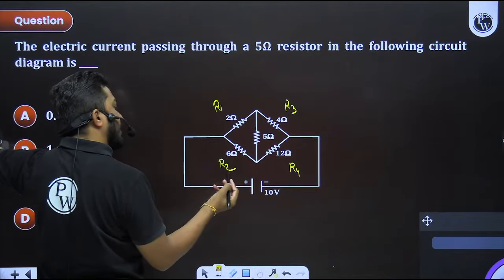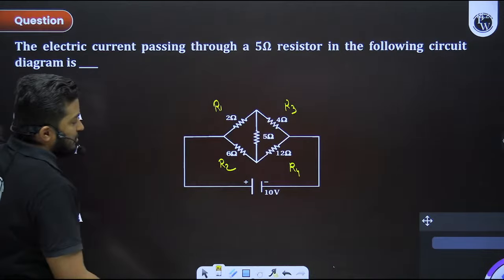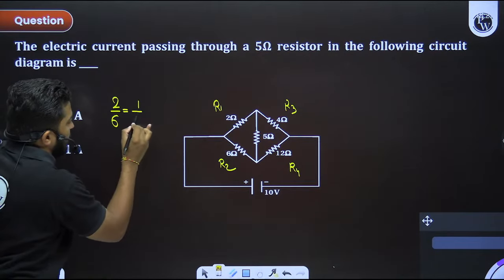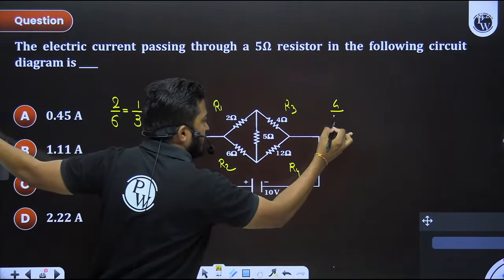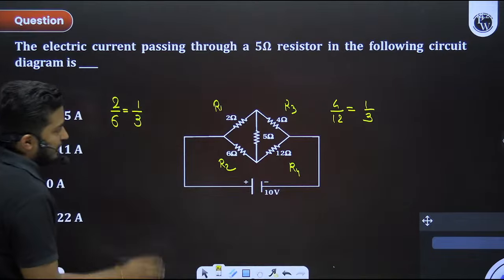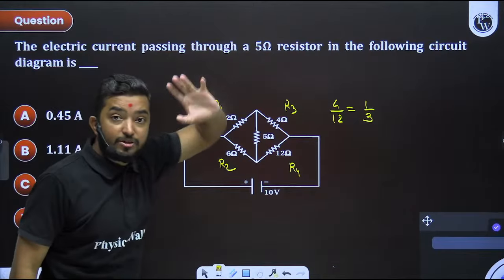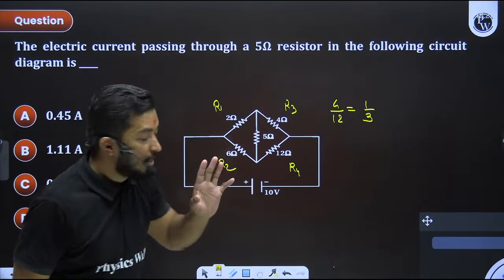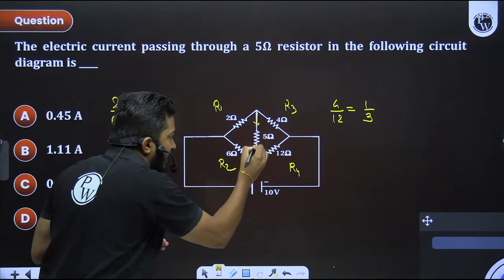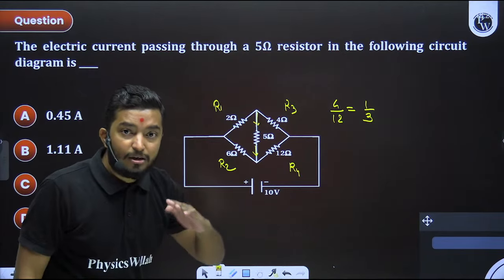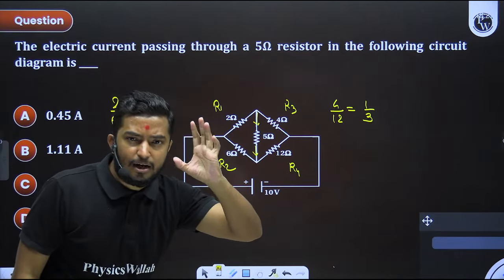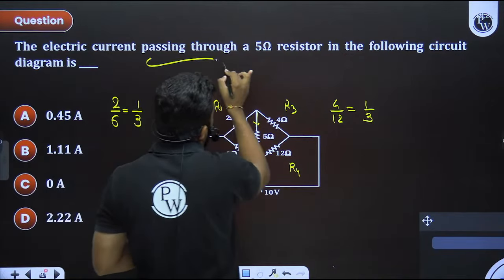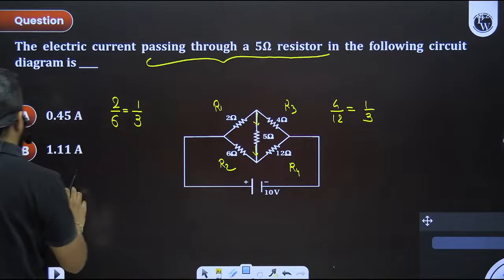Sir, what if I write R3 over here and R2 over there? No issue. You just have to check the ratio of 2 and 6, which becomes 1 upon 3. The ratio of 4 and 12 also becomes 1 upon 3. If the ratios on both sides are the same, the Wheatstone bridge is in equilibrium condition, and the current flowing through the middle wire becomes 0. The galvanometer indicator shows 0, so no current flows through the 5 ohm resistance. The current passing through the 5 ohm resistor is simply 0.